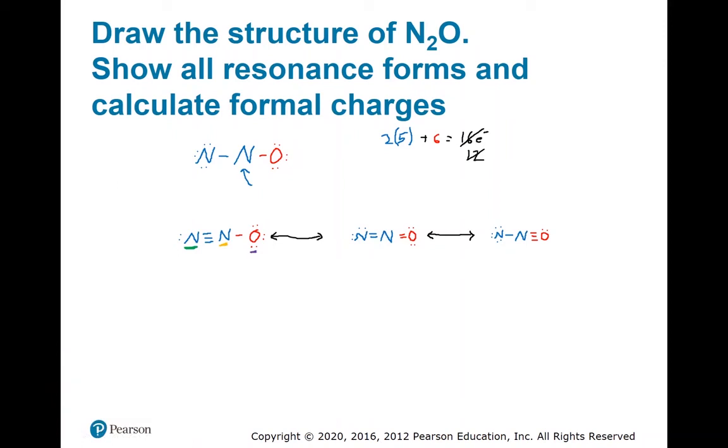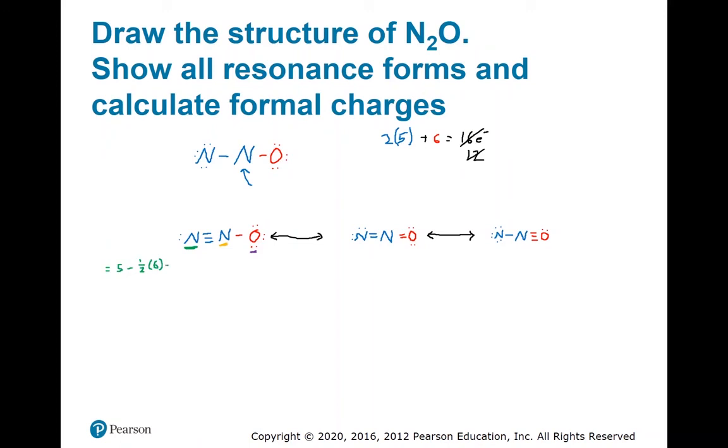If you go back a few slides, the formal charge for our green nitrogen should be the number of valence electrons in a neutral nitrogen atom, which is 5, minus 1/2 times the number of bonding electrons, so not the number of bonding pairs, but the number of bonding electrons. This nitrogen has a triple bond right here, so that's 6 bonding electrons.